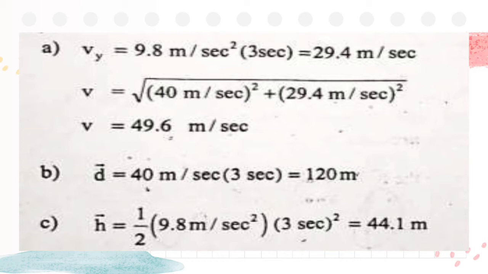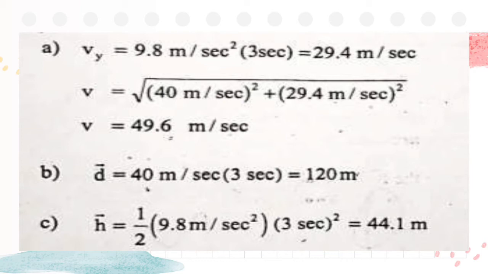To find the horizontal displacement for letter B, we will use the formula initial velocity times time. Substituting the given to the formula, 40 meters per second times 3 is equal to 120 meters.